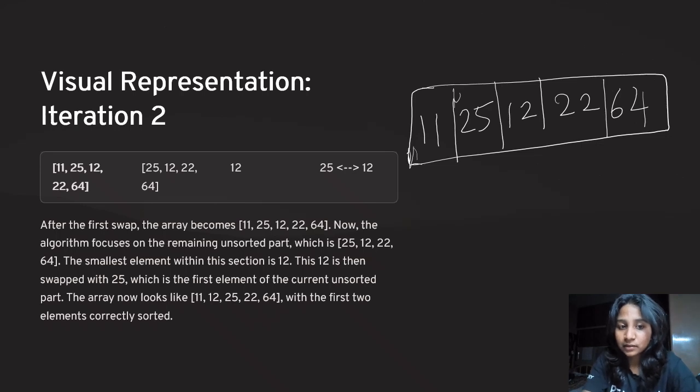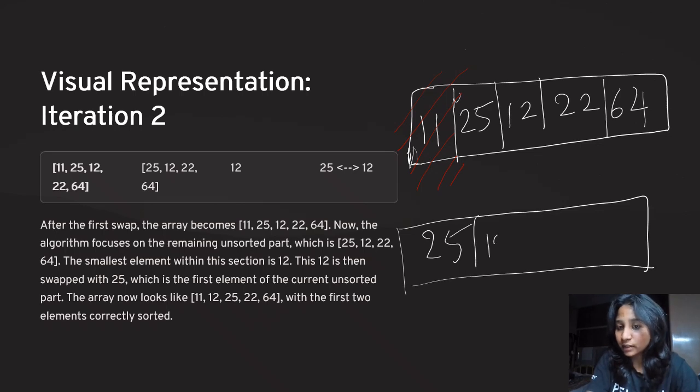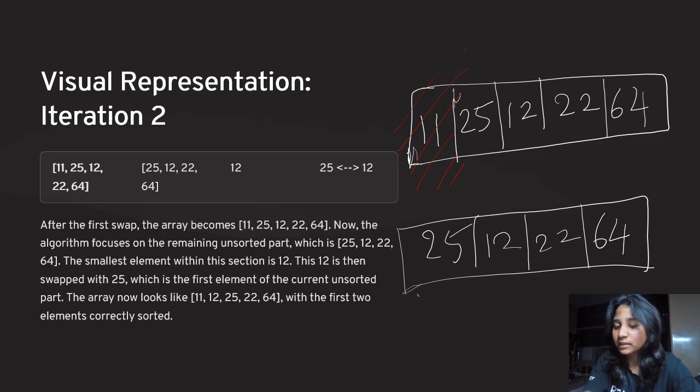The second iteration basically leaves this element out because it's already sorted according to the ascending order. This is the smallest element present in the entire array. So now we leave this element and we start from 25. Sorry, my bad, start from 25. We go 12, 22, 64. Now we find the smallest element, which is 12. Obviously, very clearly it's 12.